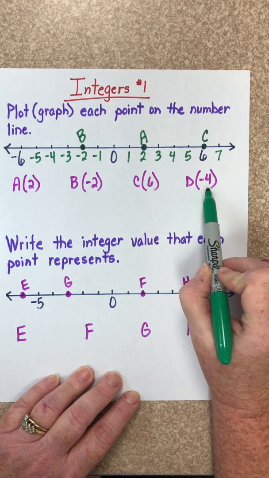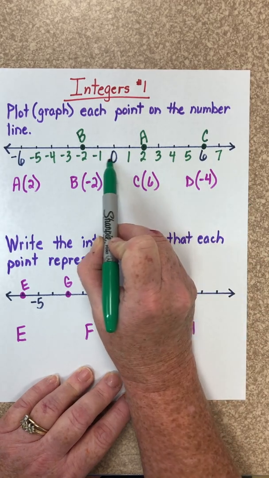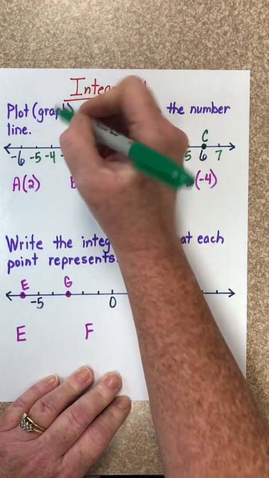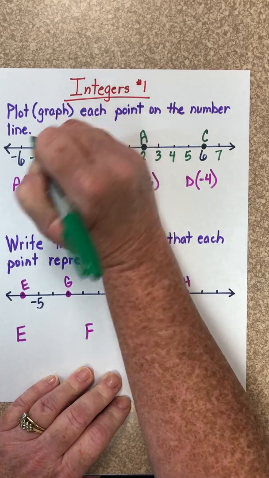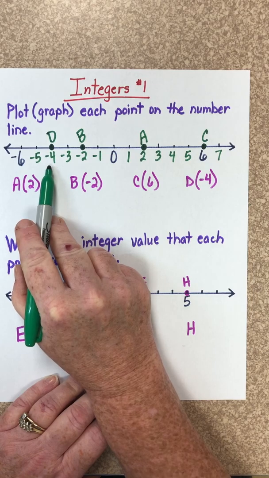And last is D at -4. -4 is a negative number. That's on the left of 0. So here's 0, and -4 is here. So we put a nice dot on the number line and capital D above it. This is point D at -4.